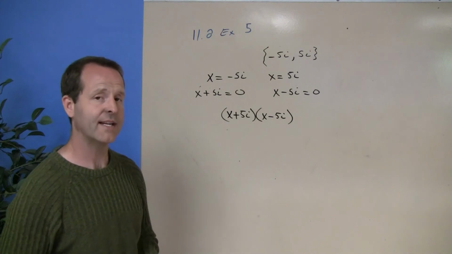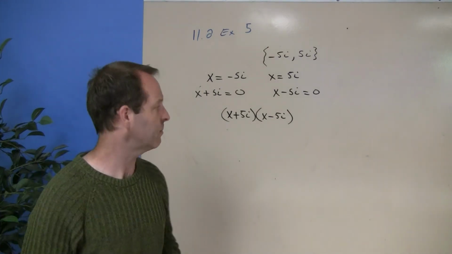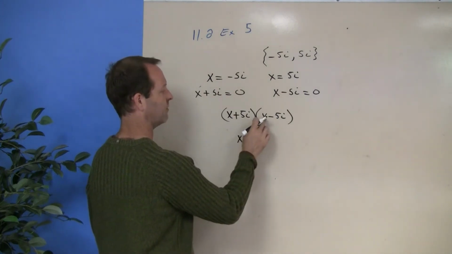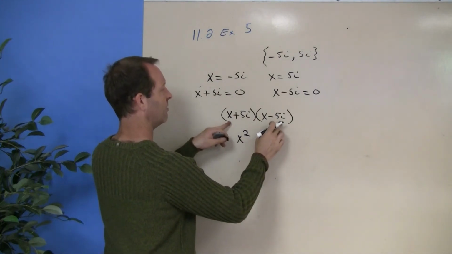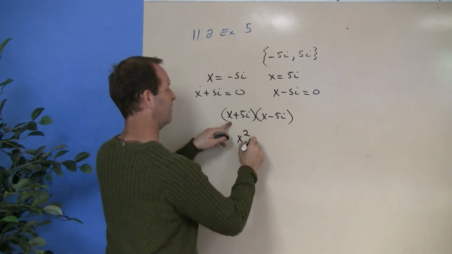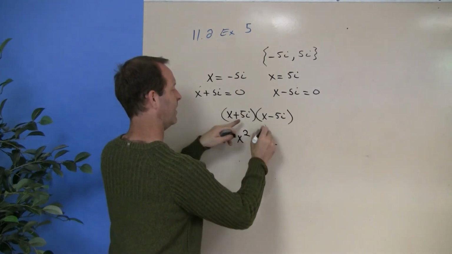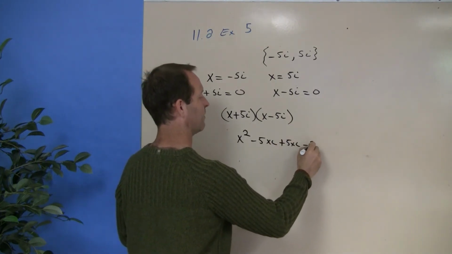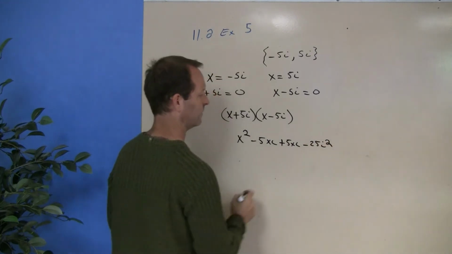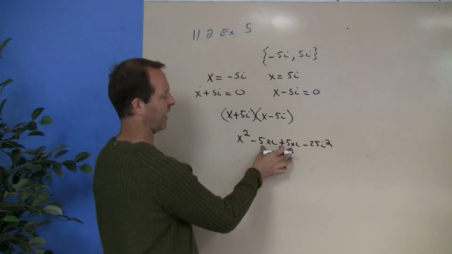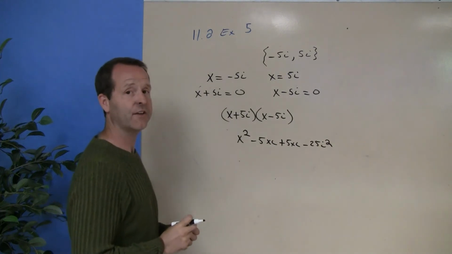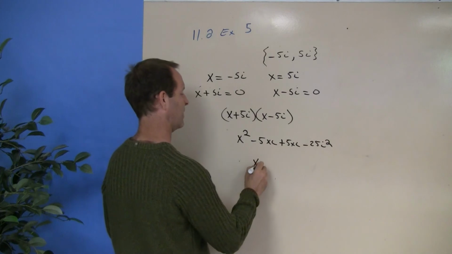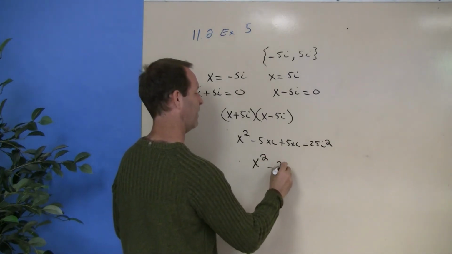Multiply those out. I'm seeing there's a difference of two squares, but let's multiply it out and see what happens. So I have x squared, first term times first term. Outer terms is a -5xi. Inner terms are a positive 5xi. And last terms is a -25i squared. Middle terms cancel each other out. One of the beauties of factors that are differences of two squares. So I'm left with x squared minus 25i squared.